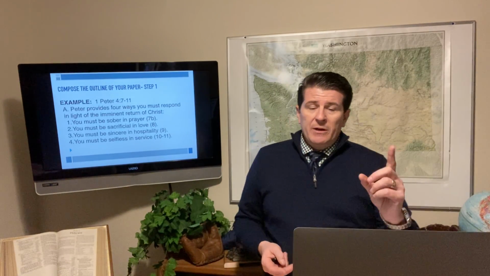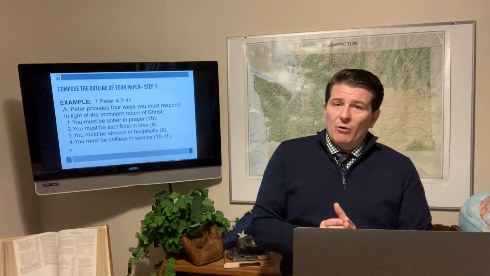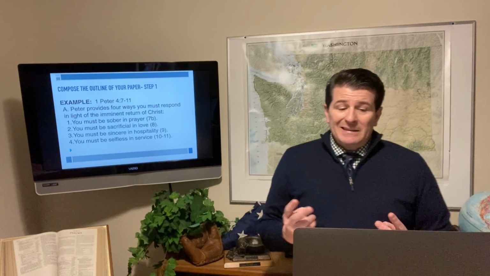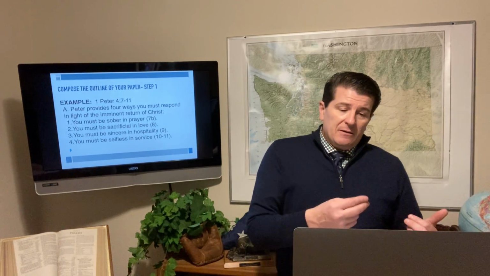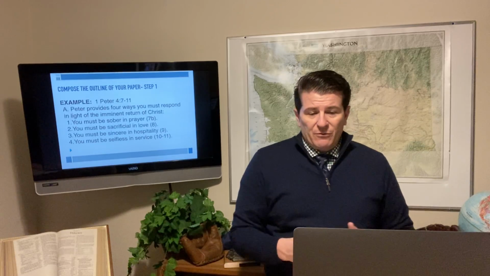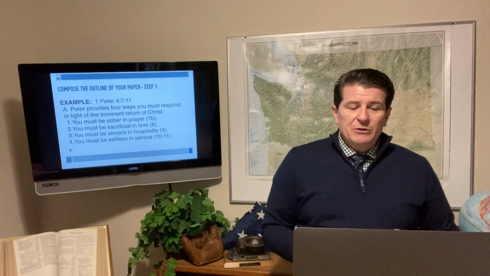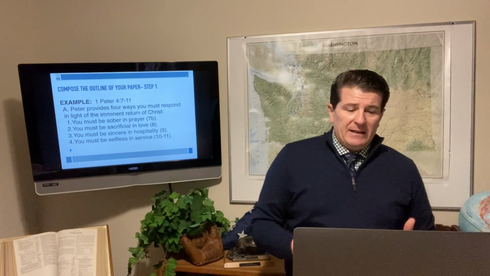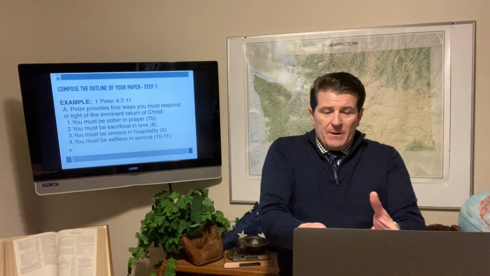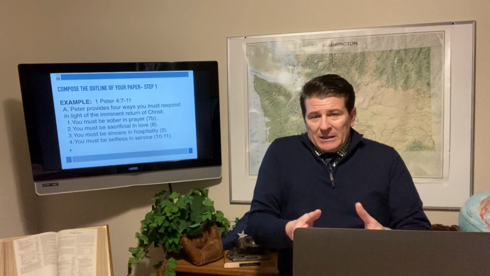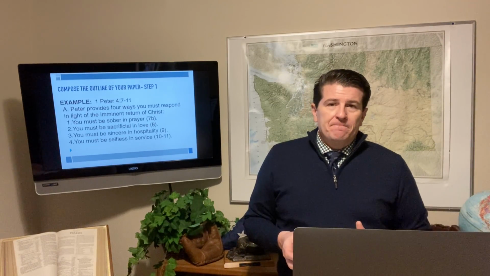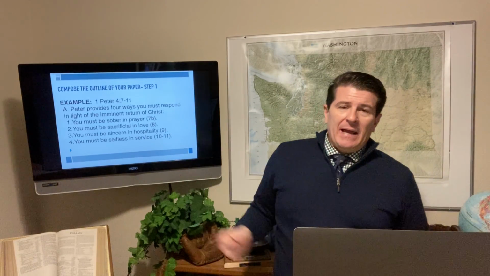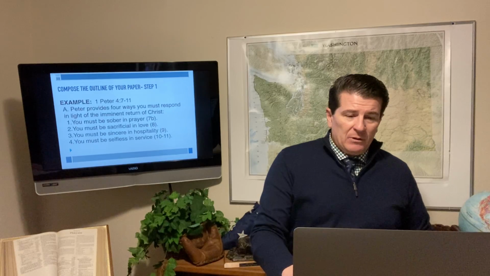Now the 4 subpoints have to relate to that key point of Peter providing 4 ways that we respond. Respond to what? In light of Christ's imminent return. So the 4 ways: one, you must be sober in prayer, found in verse 7b. The second point is you must be sacrificial in love, from verse 8. Third, you must be sincere in hospitality, from verse 9. And then verses 10 and 11 say you must be selfless in service. And so the outline comes out of the text. We're reading a paragraph, and then we can draw out an outline, and that's what it would look like.